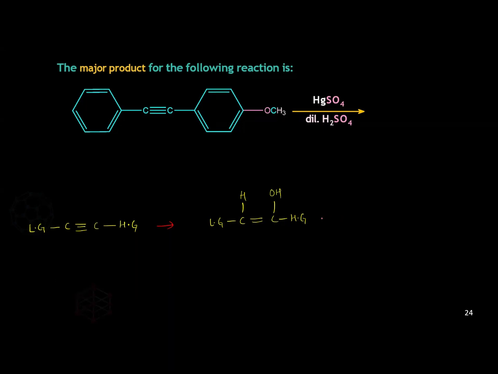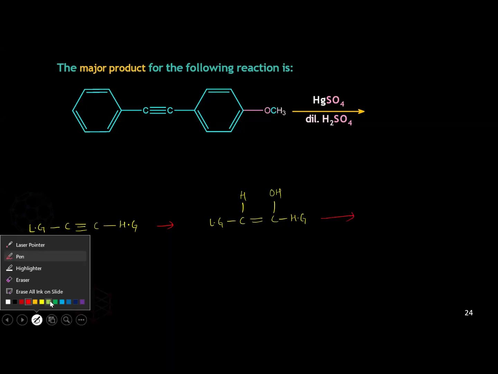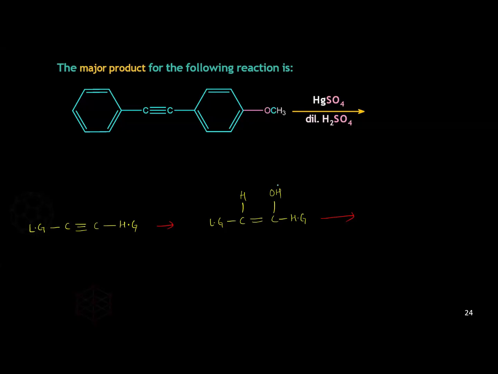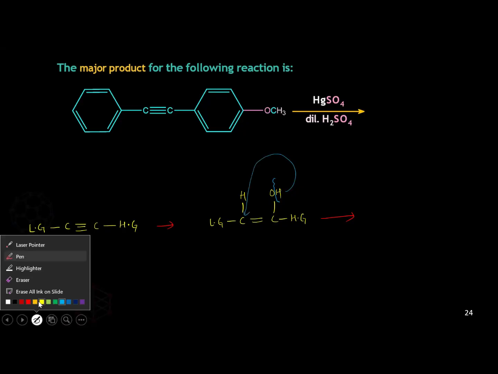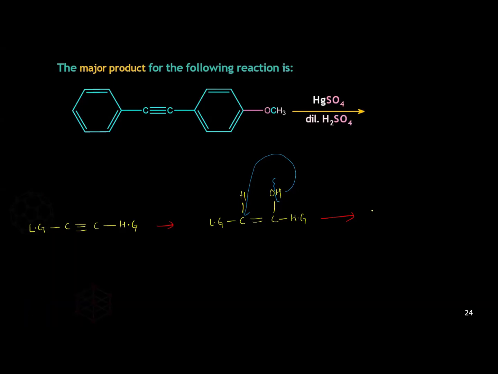So how the bond breaking will happen is, wherever the OH is there, the bond will break between the OH and this hydrogen, and this hydrogen will go to this carbon. So the reaction will be like this. Lighter group, carbon, hydrogen. So this hydrogen will go and attach to this carbon. There will be a single bond, carbon.